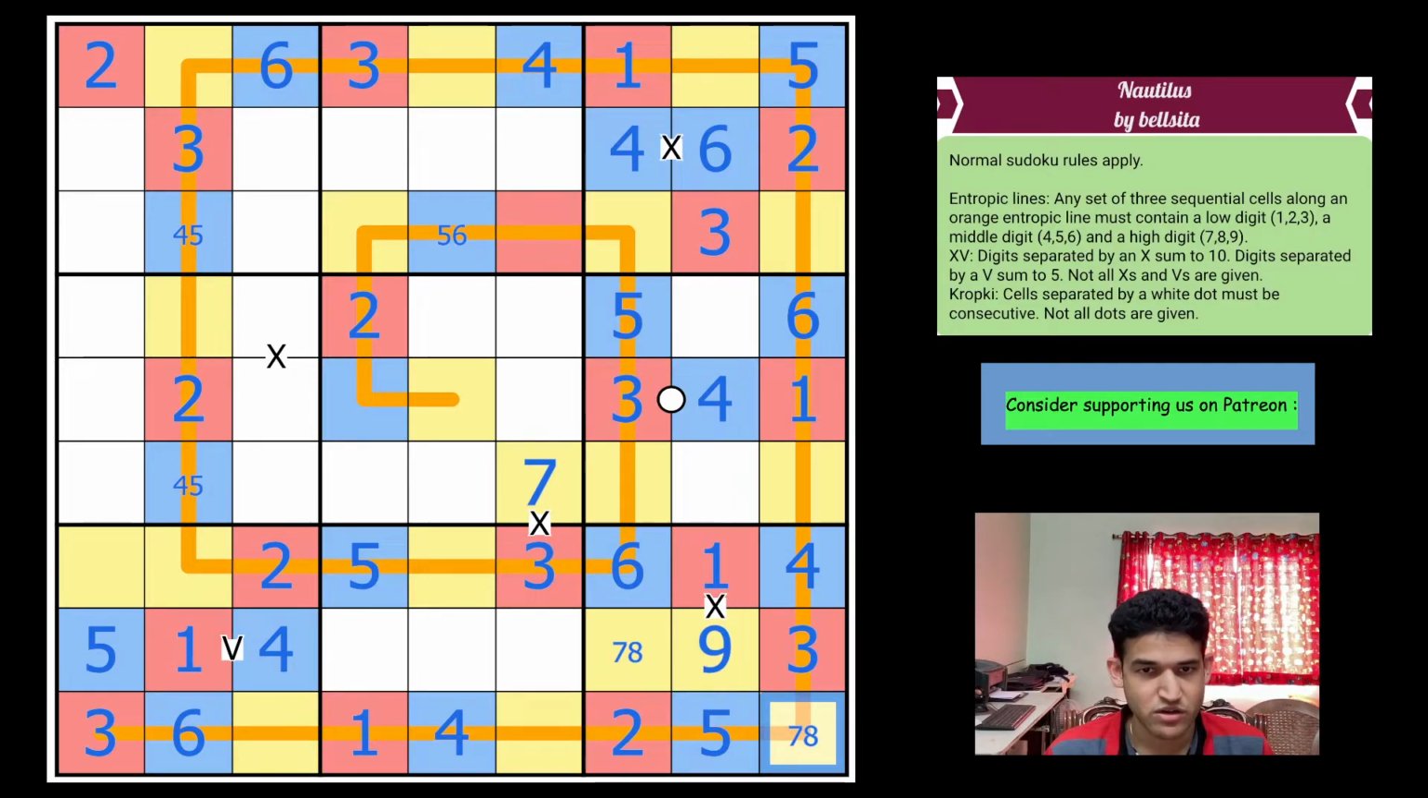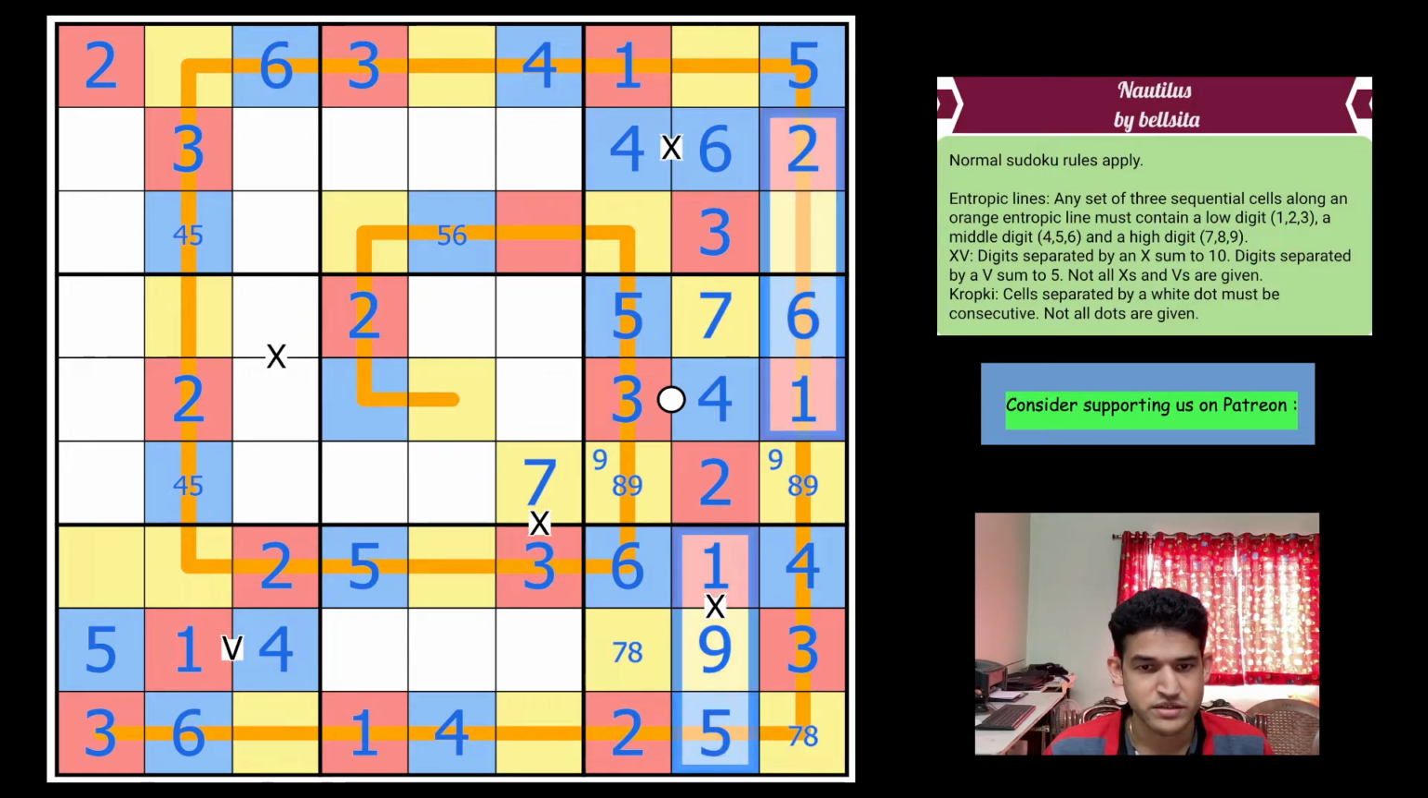Okay, 9 is not in column 8, so 9 has to be in these 2 cells. 7 is not in row 6, so 7 goes here and becomes a yellow. And these 2 cells must be 8, 9 now. And that forces this to be a 2, making it red. And column 8 can be filled. That has to be 8, only option. So these 2 are 7, 9.